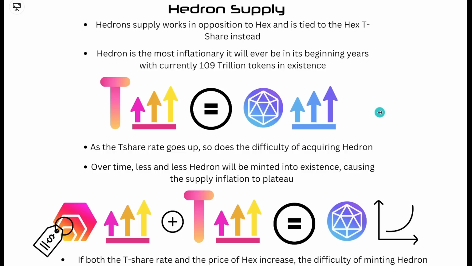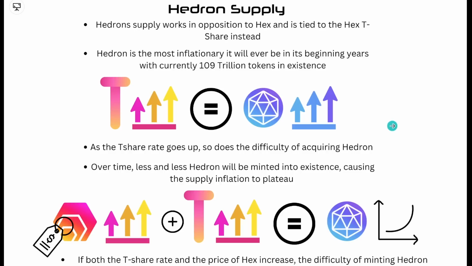Now that's obviously because even if the price of hex doesn't go up and it stays the same, it costs more hex to acquire a Tshare. That means the price of a Tshare goes up. That means it costs technically more to be able to mint the same amount of HEDRON over time. So over time, less and less HEDRON will be minted into existence, causing the supply inflation to plateau just because of how difficult it will get because of the Tshare rate going up alone.